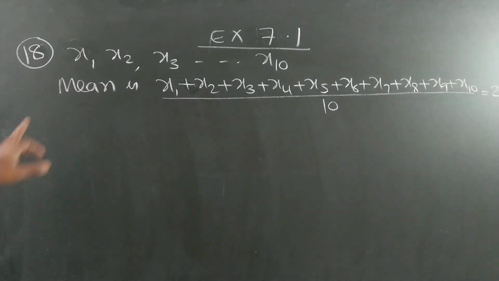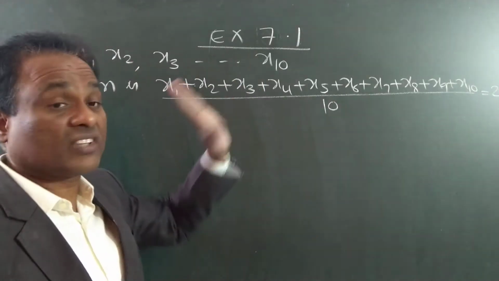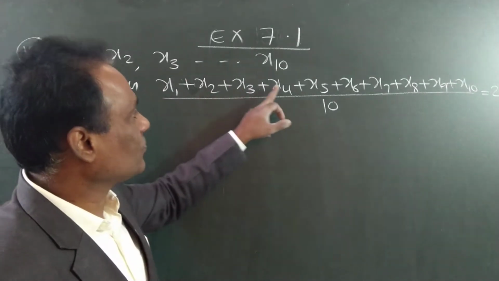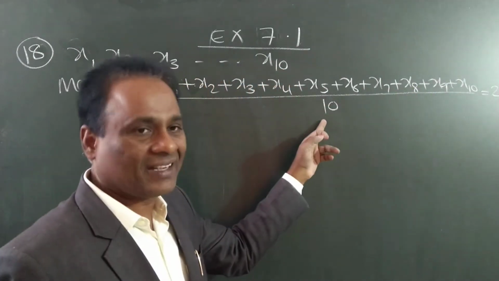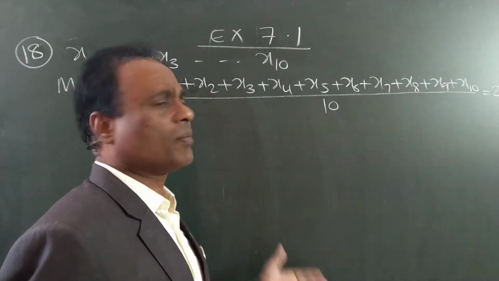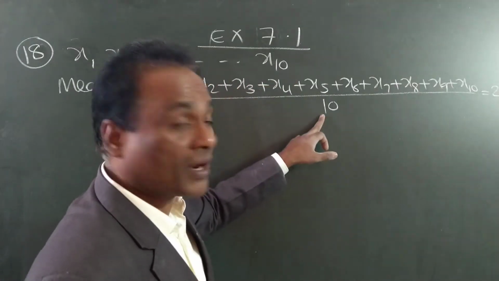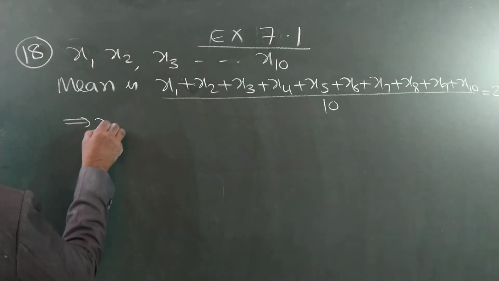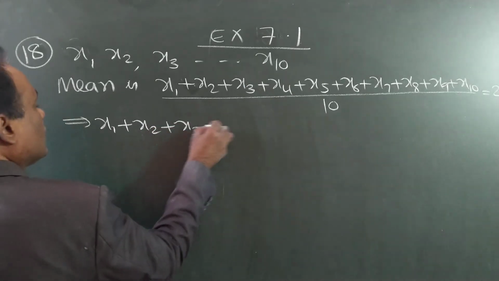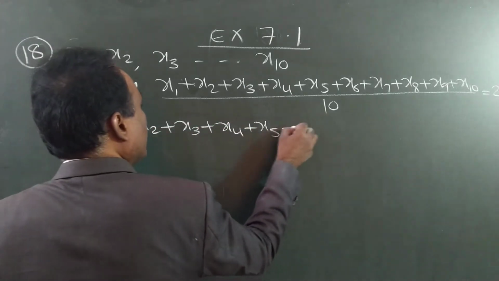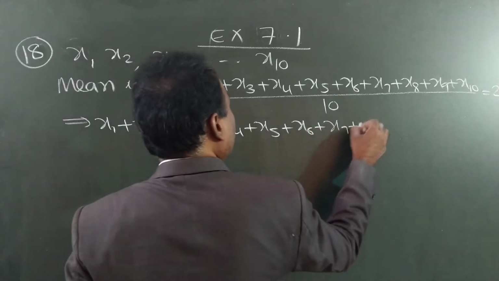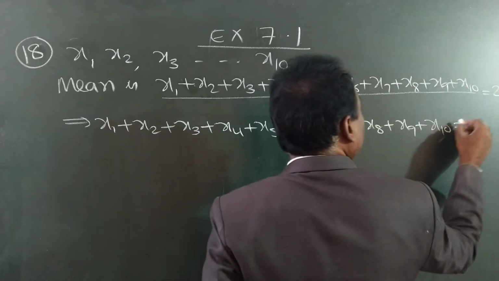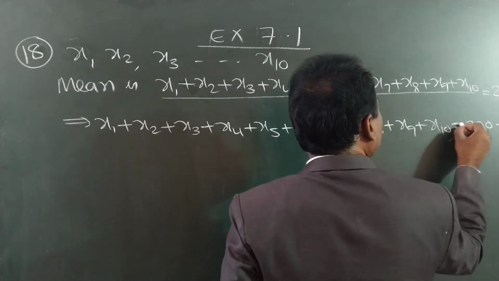Students, x1, x2, x3 up to x10, the numbers are given. How to find its mean? First number plus second plus third plus fourth plus up to x10, by how many numbers are there? 10. Mean or average. The mean formula is sum of all the observations by number of observations. But the answer is given as 20. See here. Don't write. x1 plus x2 plus x3 plus x4 plus x5 plus x6 plus x7 plus x8 plus x9 plus x10 is equal to 10 into 20, which is 200. Keep it.